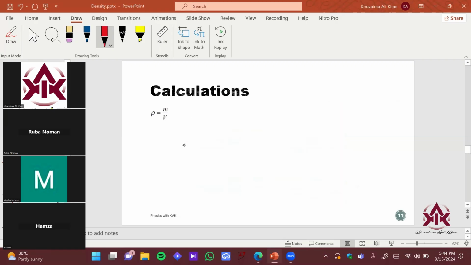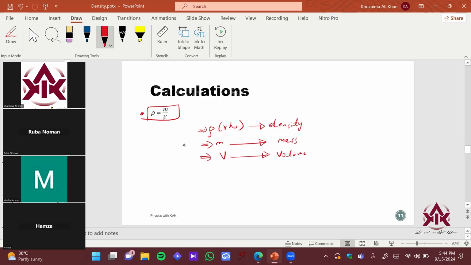Okay. So let's see which variable we use to write down in the formula for calculations and what each term represents, right? You see that density is equal to mass upon volume, right? So it has three terms over here. The first one is called rho, a Greek symbol, and it basically represents density. Then you have small m, which represents mass. And then you have capital V, which represents volume. Density is measured in kilogram per meter cube, mass is measured in kilograms, and volume is measured in meter cube, right?